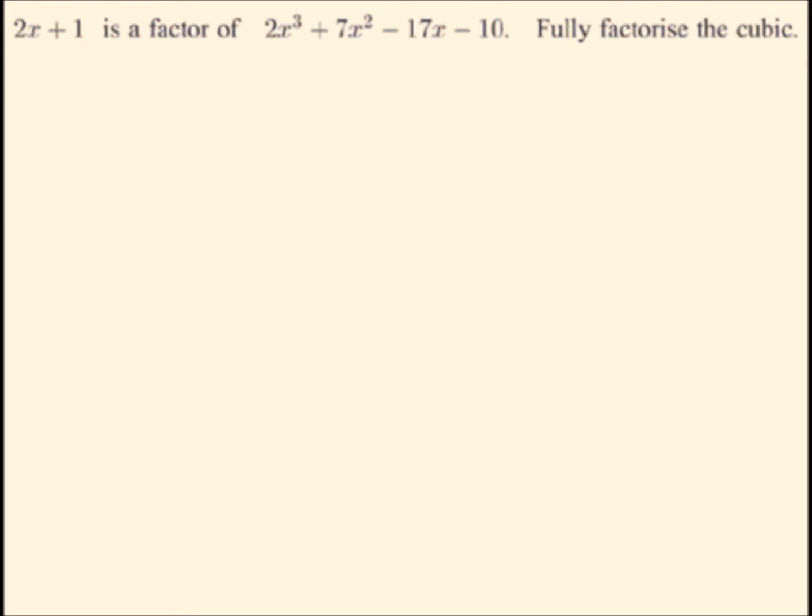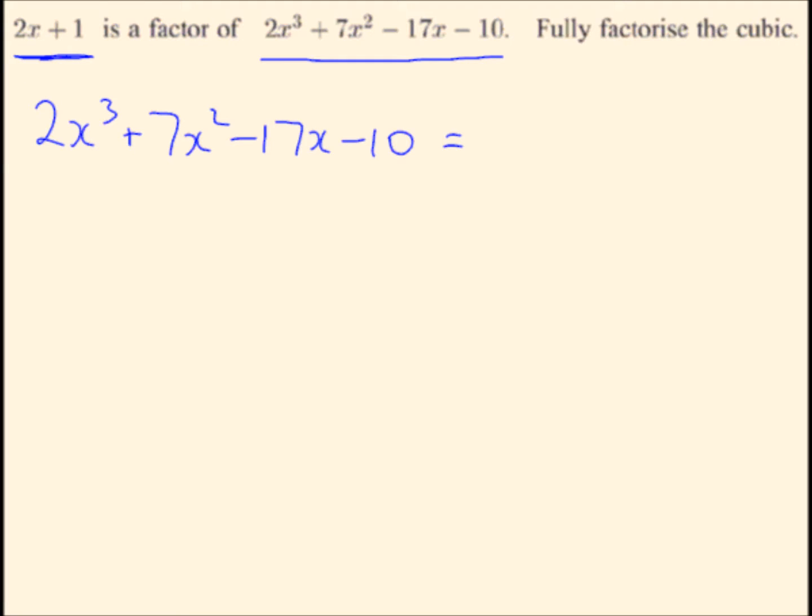Second example, we are given one of the factors of this cubic here. So the first thing to do is to rewrite the cubic in terms of the linear and quadratic factors. So we have the cubic is equal to 2x plus 1 multiplied by a quadratic factor, and I can determine it's x squared plus something times x plus a constant.